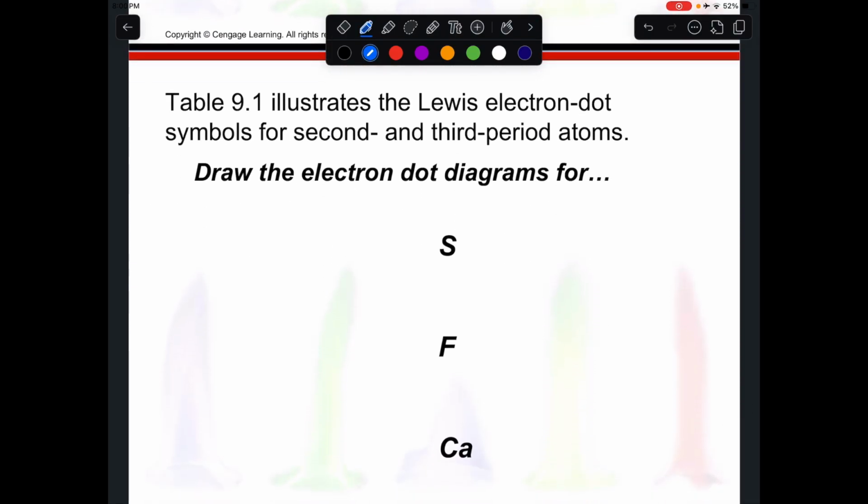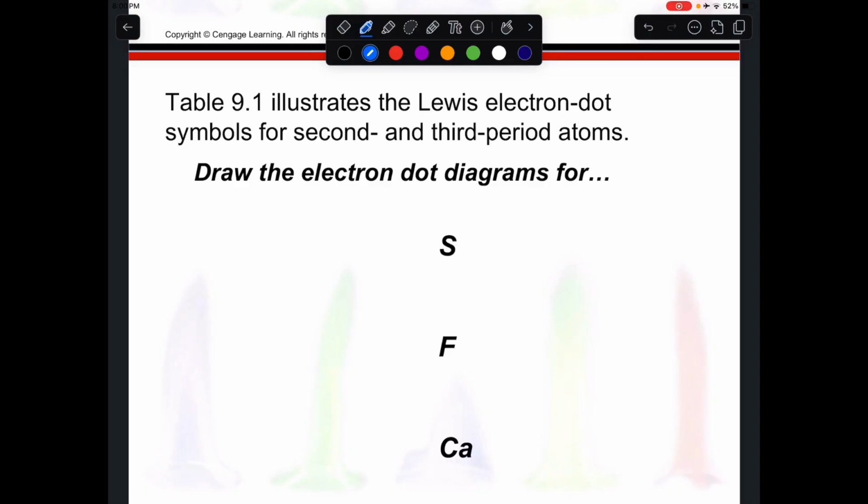Now, to do this, you need a periodic table, and you need to remember the rule for valence electrons. Group 1 has 1 valence electron, group 2 has 2, group 13, so go all the way across there to boron, has 3, and then 14, 15, 16, 17, and 18, they go up by 1 valence electron. So sulfur is in group 16. It has 6 valence electrons.